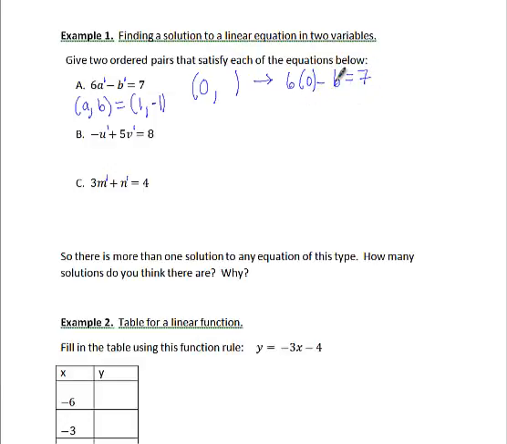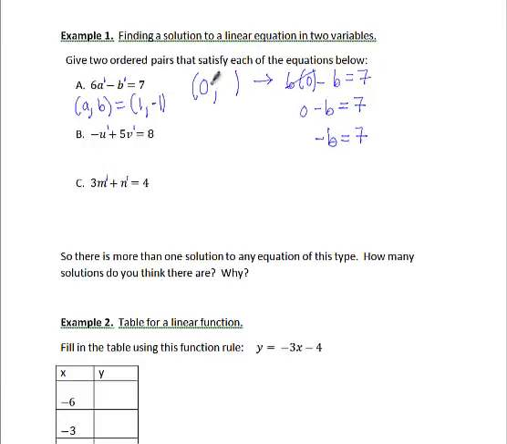I don't know what b has to be. If I pick 0 for a, then b is going to be locked down, and I have to figure it out. I can't just put any number here for b. 0 times 6 is 0, and so I have 0 minus b equals 7, which gives me the equation negative b equals 7.